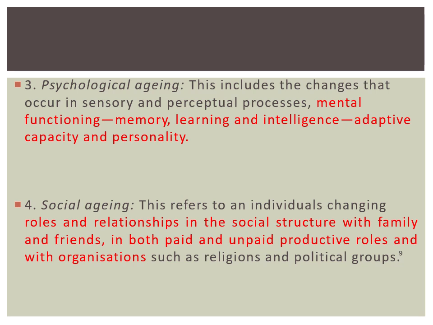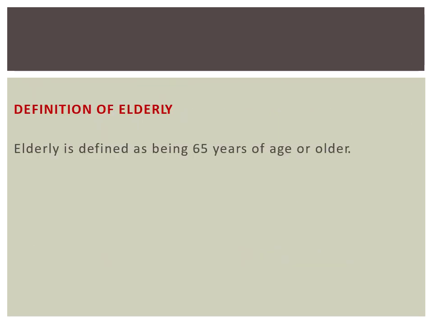The next is social aging. This refers to an individual's changing roles and relationships in the social structure with family and friends, in both paid and unpaid productive roles, and with organizations such as religious and political groups. Next we see the definition of elderly. Elderly is defined as being 65 years of age or older.